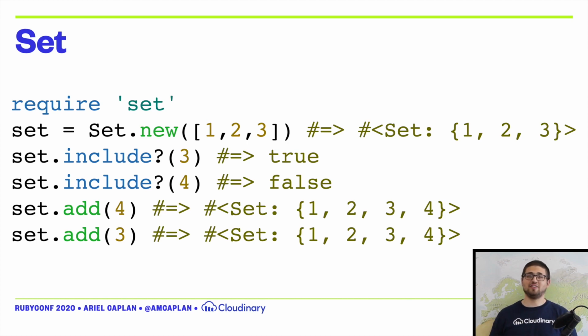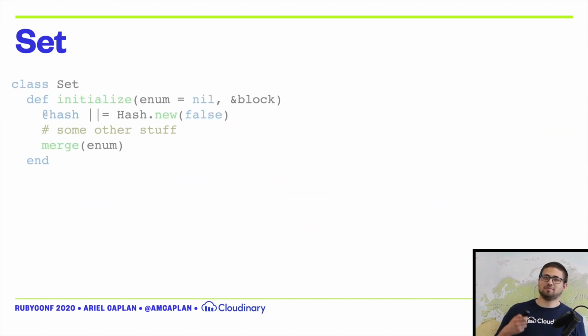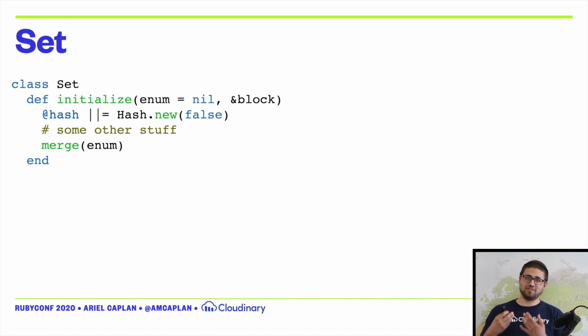Now let's look at the implementation to understand these properties a little bit better. It actually turns out you could go ahead and open up the standard library code, and you'd probably understand it. It's fairly simple in terms of its implementation. So when we create a new set, we initialize with an enum. That just basically means something that's enumerable, like an array. And we create an internal @hash. This instance variable is set to a new hash with a default value of false.